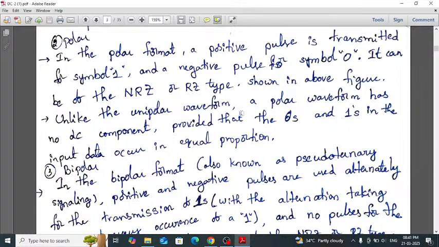Unlike the unipolar waveform, a polar waveform has no DC component. In the unipolar format we have a DC component, whereas here we have no DC component, provided that the zeros and ones in the input data occur in equal proportions, positive as well as negative.